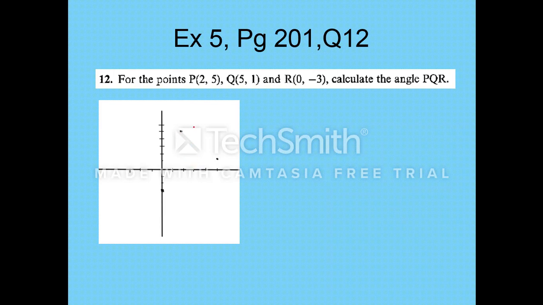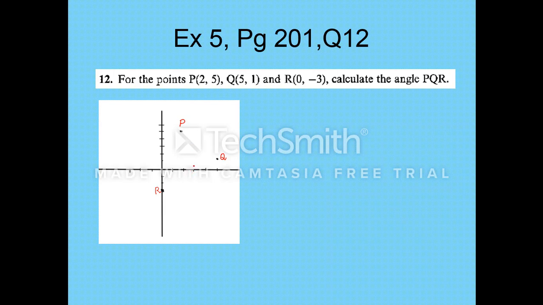Over here, the point P has coordinates (2,5), so 1, 2 and 5. I've already marked a point, so maybe we can label this as the point P. Point Q has coordinates (5,1), so this is the point Q. And point R has coordinates (0,-3). So this is approximately where the points would be placed on the graph.